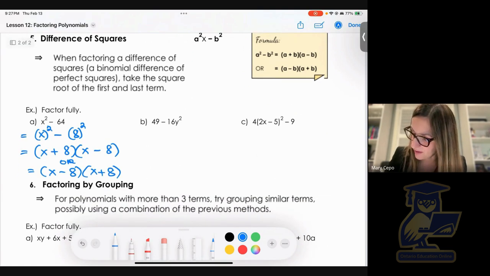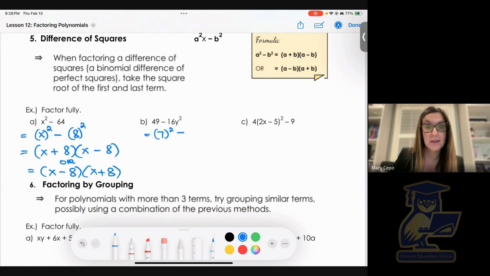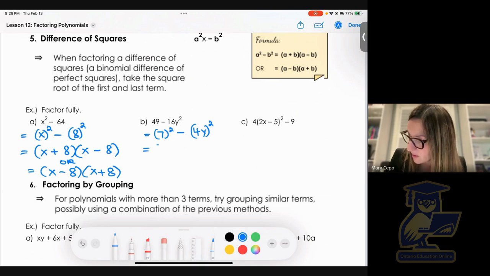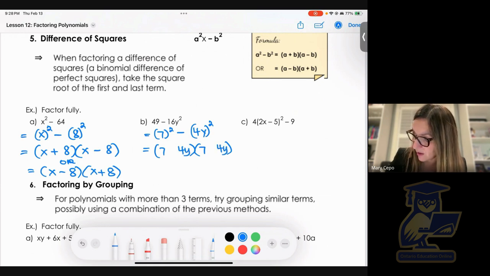Okay, looking at B, 7 squared is 49. Yes, 7 times 7 is 49. Is 16y squared a perfect square? Absolutely. So 4y to the power of 2 is a perfect square. 4y times 4y is 16y squared. Once we identify it's a difference between them, the first term in each bracket would be 7. 4y would be the second, and the only difference between the two are the signs. So positive in the first, negative in the second. So it has to be those different signs. Or if you wanted to put the difference first, that's fine. Then in the second bracket would be the addition.